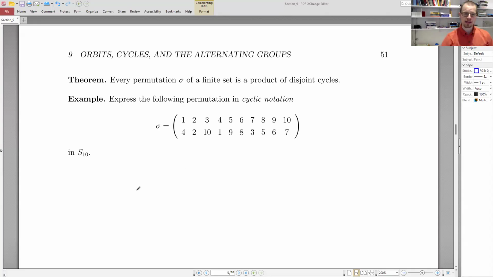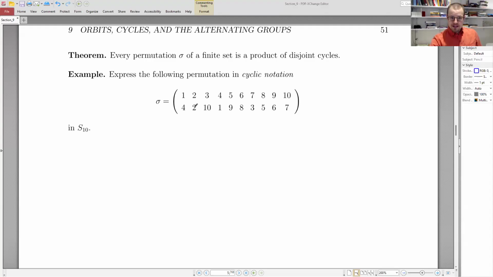We can do that by recognizing, so this is an example that we took a look at earlier. We looked at the orbits of this, and let's just quickly remind ourselves of what they are. 1 goes to 4, and 4 goes to 1, so that was the end of that orbit. The next orbit was 2 goes to 2. That's fine. 3 goes to 10. 10 goes to 7. 7 goes back to 3. So that's the end of that orbit.